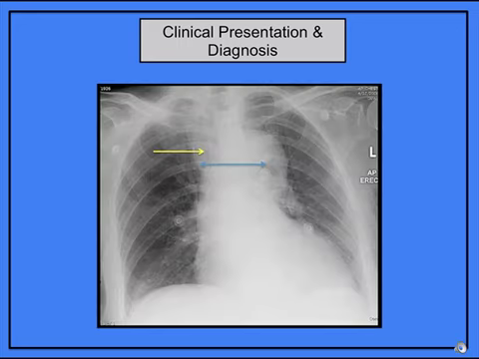Chest x-rays are often abnormal, with classic features including a widened mediastinum shown by the blue arrow, rightward tracheal displacement shown by the yellow arrow, an irregular aortic contour with loss of the aortic knob, an indistinct aortopulmonary window, and a left-sided pleural effusion. However, the chest x-ray is normal in about 10% of patients presenting with dissections.